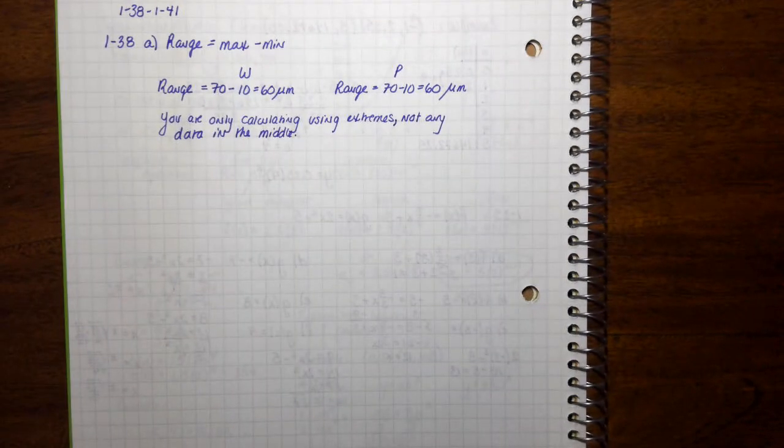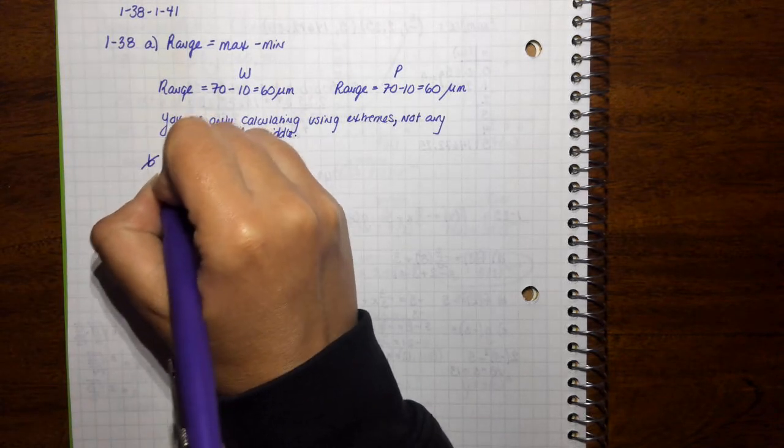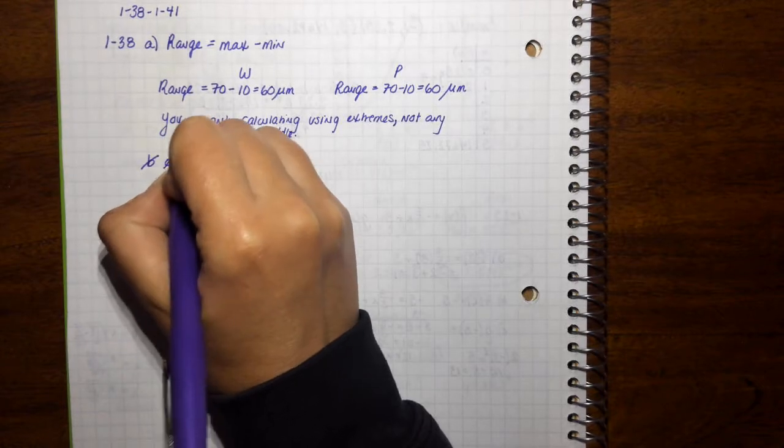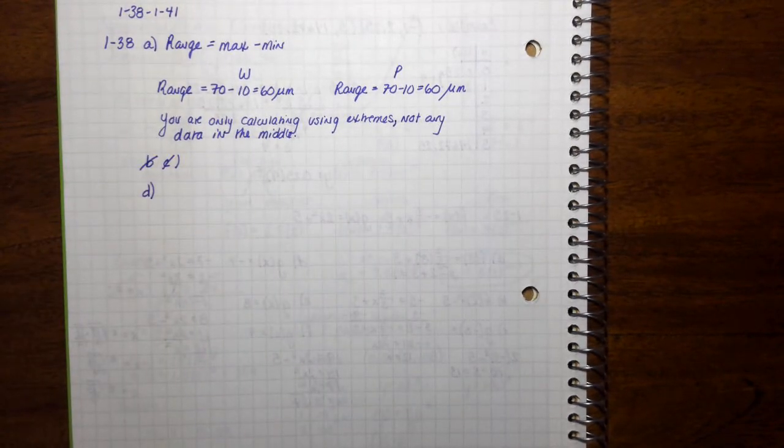Okay, we are actually going to skip B and C because I don't need to teach you mean absolute deviation. I've never seen that on the AP test. It's just a CPM thing.